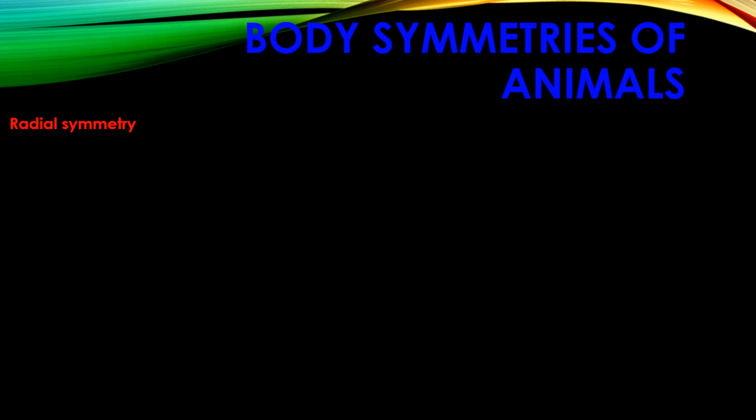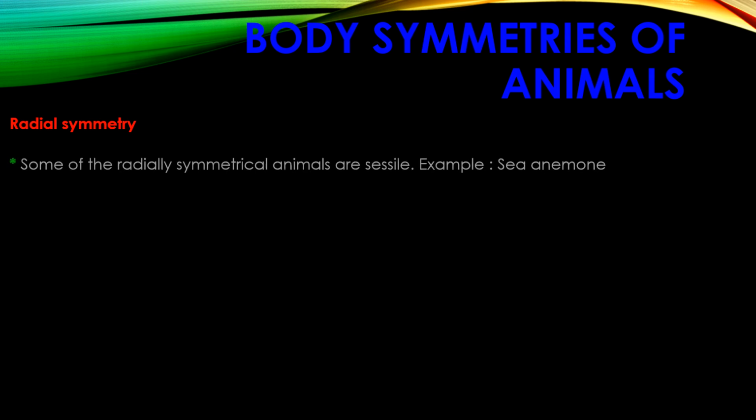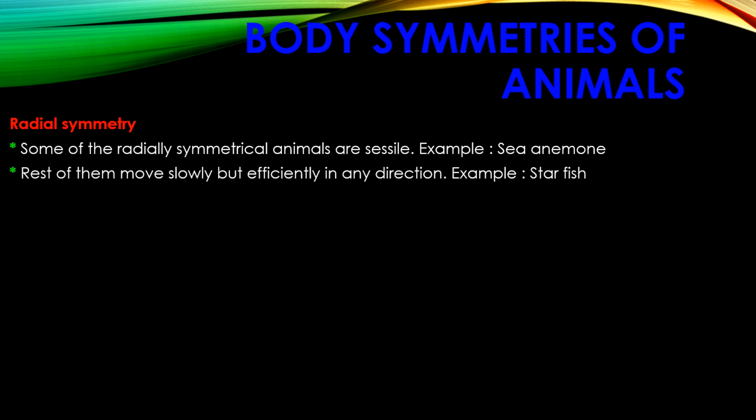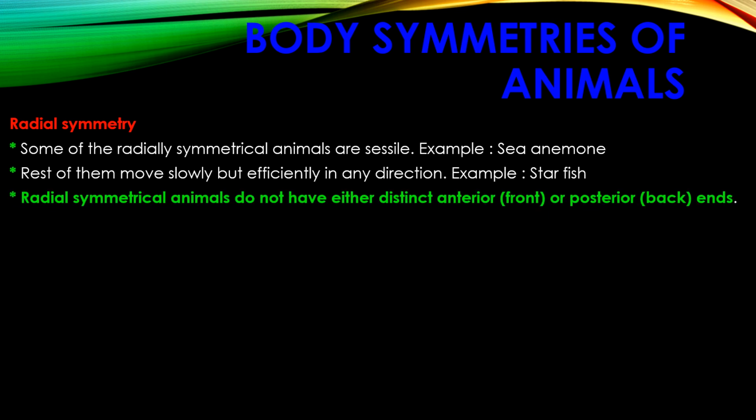Some of the radially symmetrical animals are sessile, which means they are attached to the substrate, like sea anemones or adult sponges. The rest of the radially symmetrical animals are able to move slowly but efficiently in any direction, like starfishes. The very important thing to remember is that radially symmetrical animals do not have distinct anterior or posterior ends.